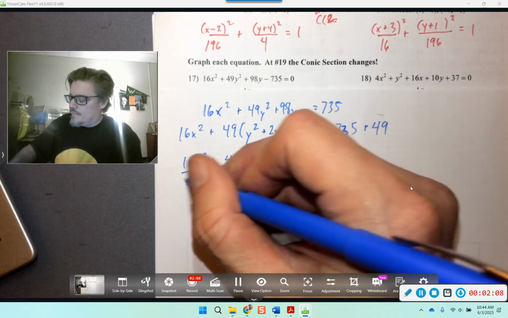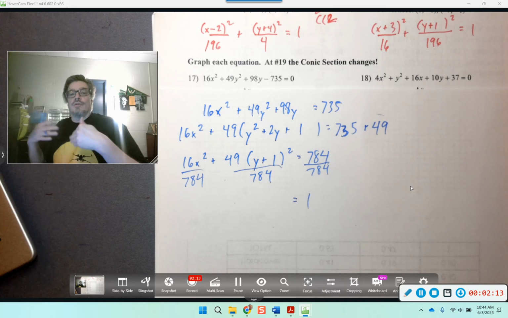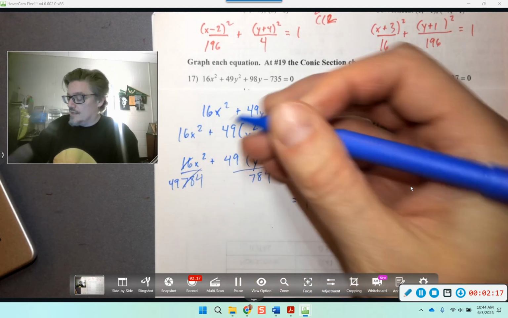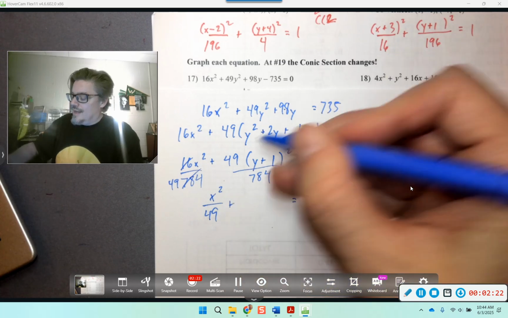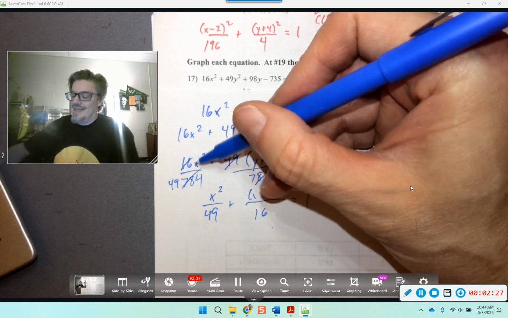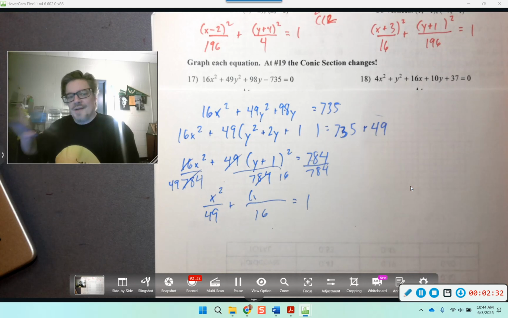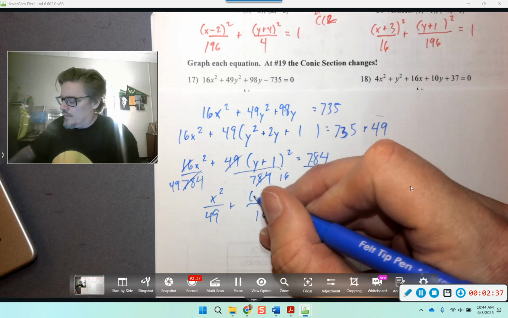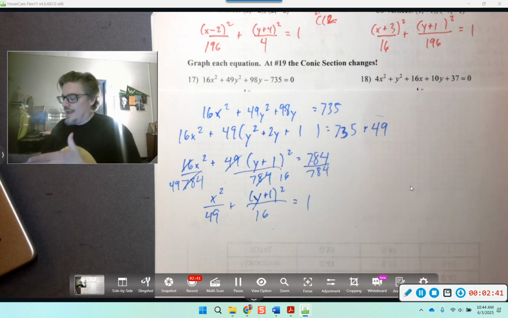Because we got to set this equal to 1. Remember, our goal is to graph in this case. So this goes into there 49 times, so x squared over 49 plus, now this goes in there 16 times. So usually what happens is that these numbers flip, because this number is programmed to be a factor of both of them. What would it be called? The greatest common factor, right? So this is y plus 1 squared, and now this is good to go.